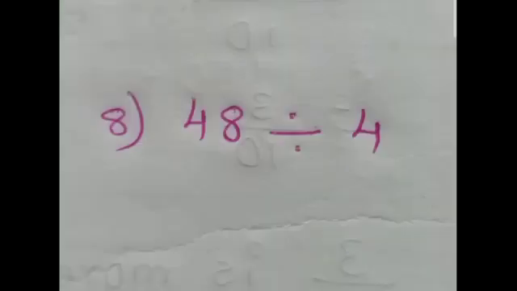Now students, here the eighth one is 48 divided by 4. Here, the dividend is 48 and the divisor is 4. In the dividend, the first number is 4 and the divisor is also 4. So 4 ones are 4, you can take it like that.